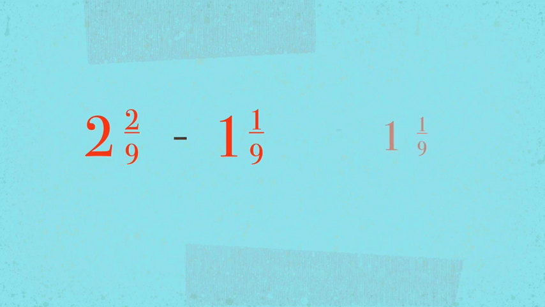So let me show you that using the standard algorithm. So 2 and 2/9 minus 1 and 1/9 equals 1 and 1/9. Watch that. So 2 minus 1 gives me that 1. And 2/9 minus 1/9 gives me that 1/9. You see that? That's the standard algorithm. Notice how the denominators stay exactly the same throughout the whole problem.